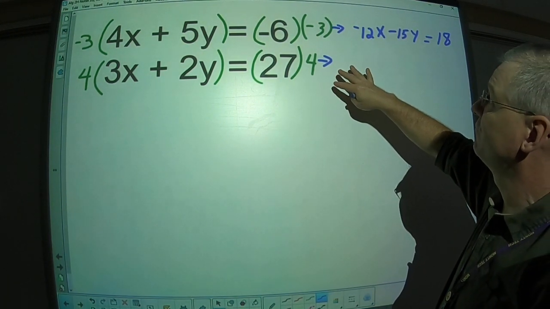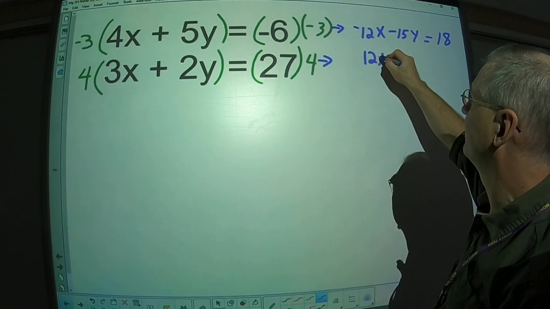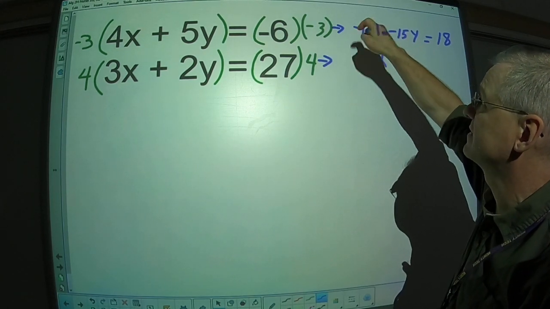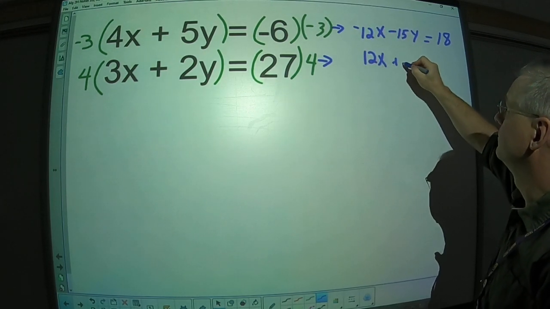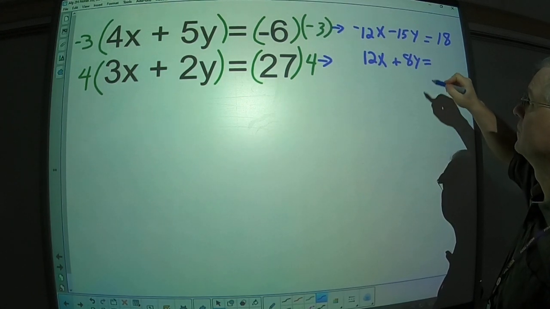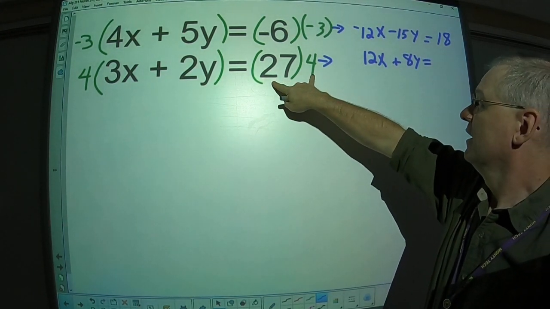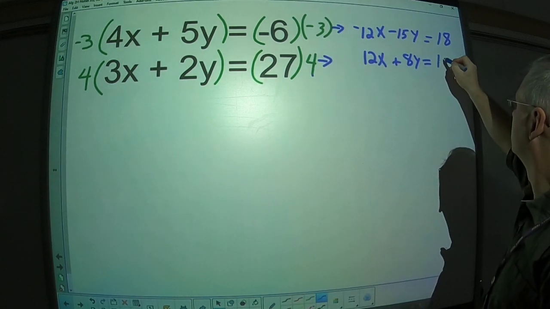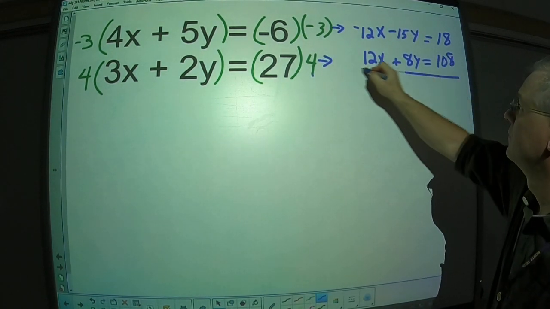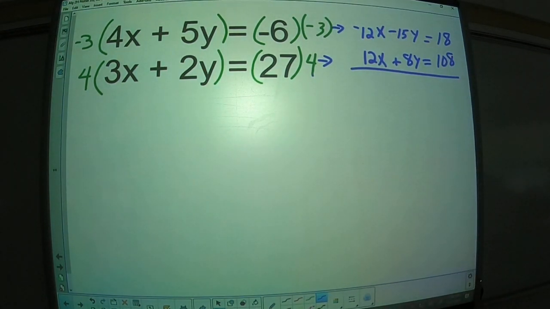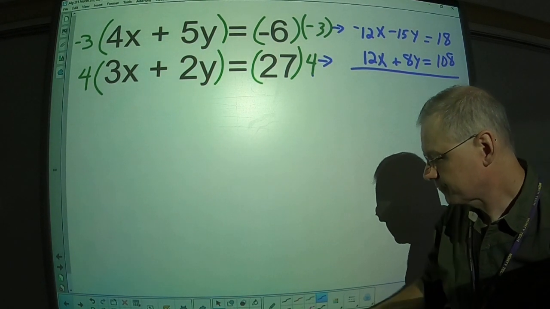Down here I'm multiplying by 4. 4 times 3 is 12x. See how they both come out to the same except for the sign. Plus 8y equals, let's see, 108. Because 4 times 20 is 80, 4 times 7 is 28, add them up, 108.